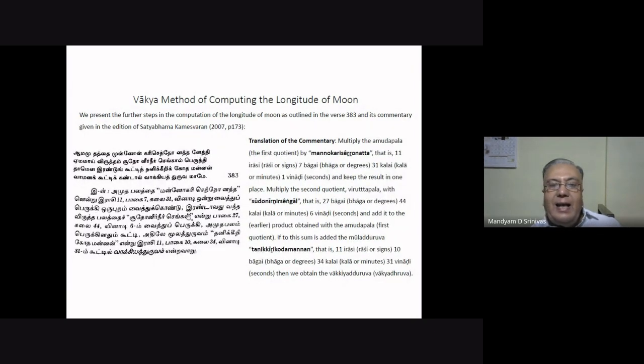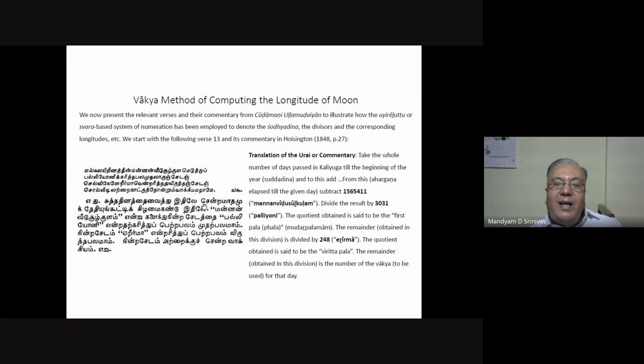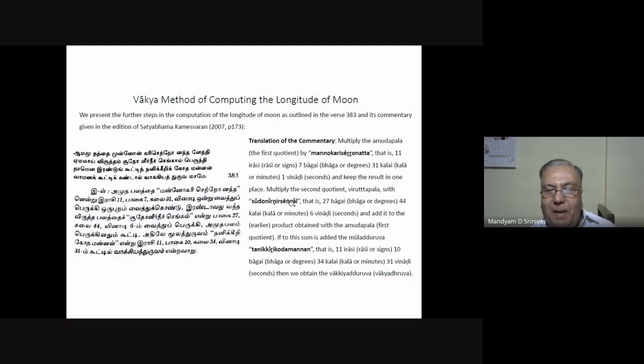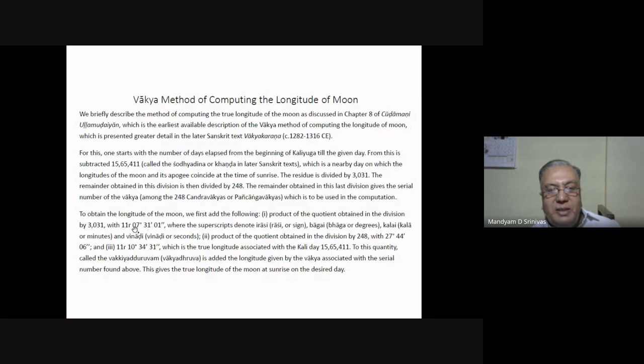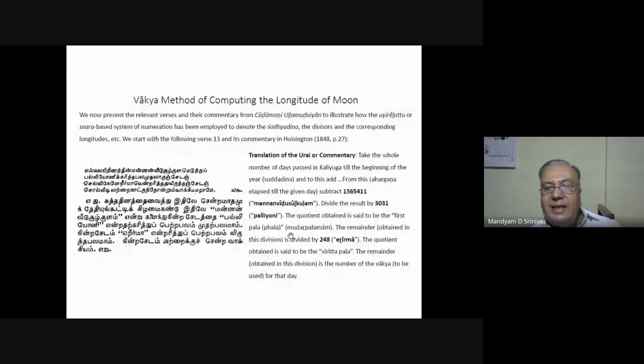And then in another verse, which is wrongly printed in Satyabhama Kameshwaran's edition but properly printed in Hoisington's edition, whereas the next part of the process is correctly printed in Satyabhama Kameshwaran's edition and wrongly printed in Hoisington's edition. So this is the reverse process. You have to multiply each of those quotients by various numbers that I showed you earlier. So many rashis, so many degrees, so many 31. All those things are stated in the next verse.